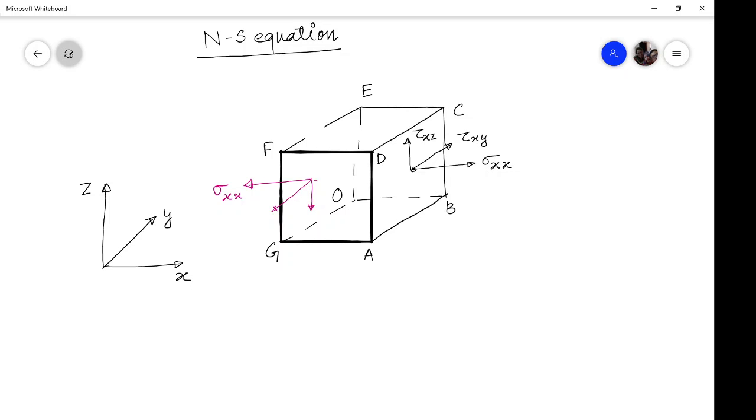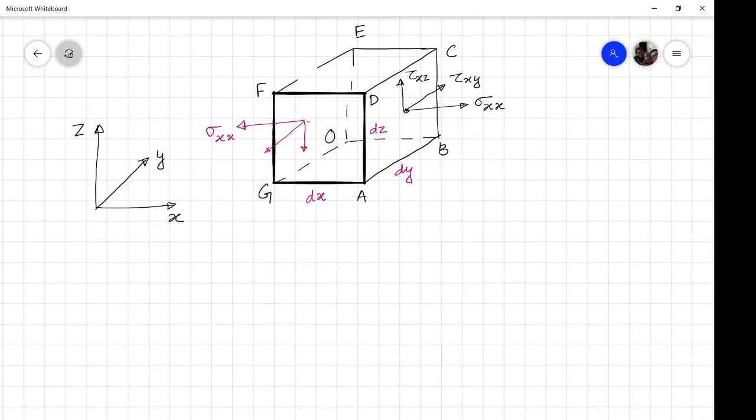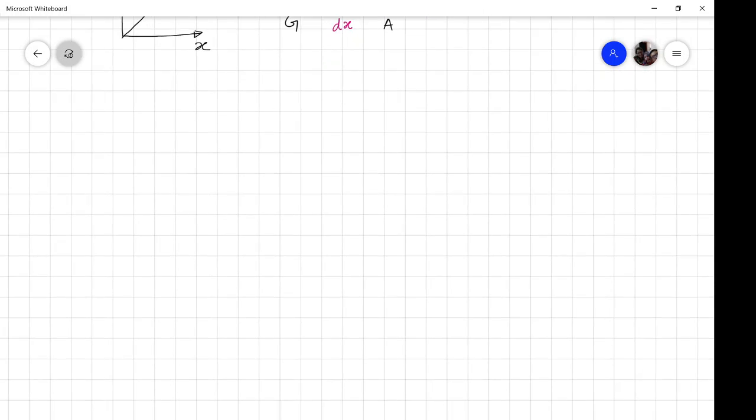So to understand what is happening here, let us start by considering the dimension in the x direction dx, in the y direction dy, and in the z direction dz. So dx, dy and dz are the lengths of this element in the x, y and z directions. Okay, so now you have understood how to write stresses on a particular face. Now let us start with the derivation.